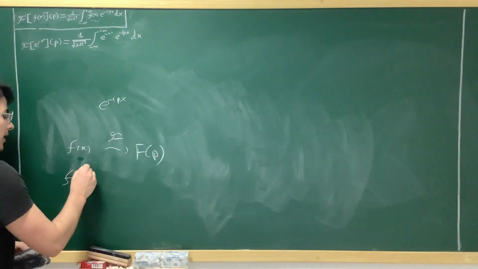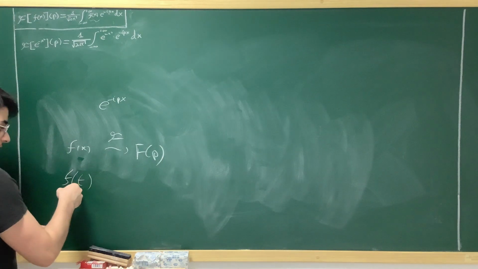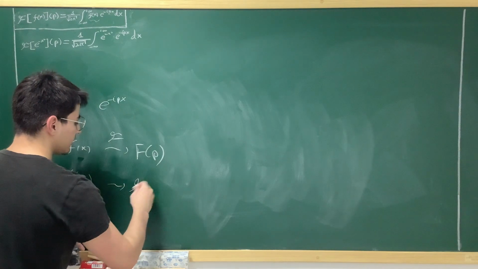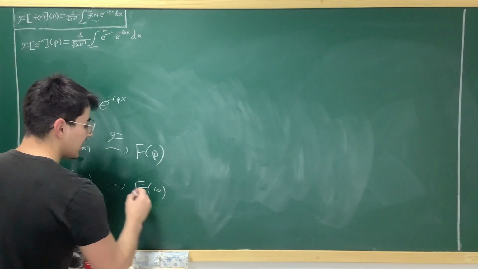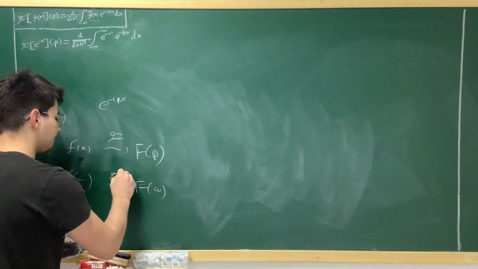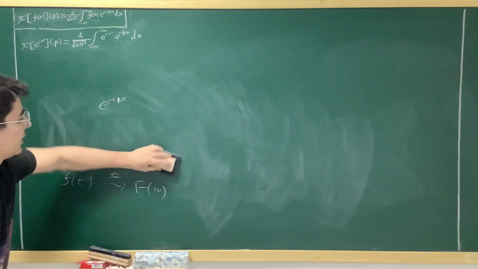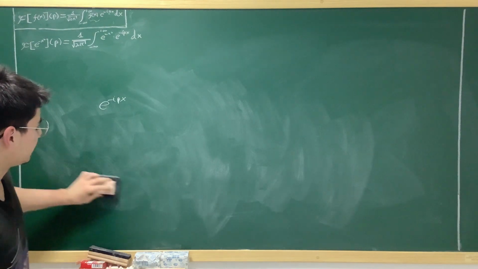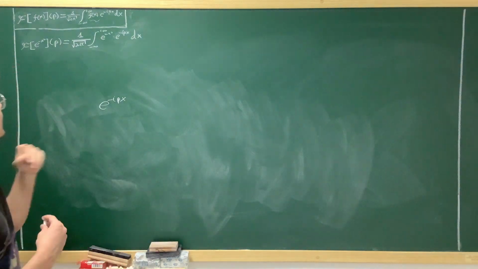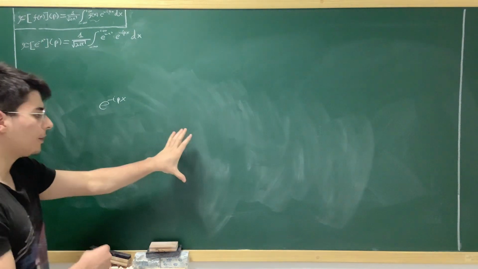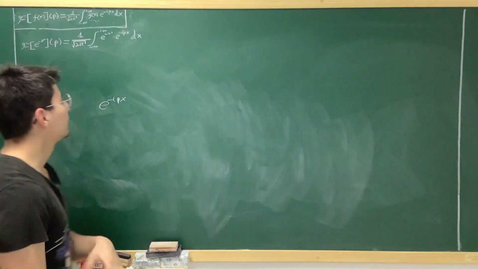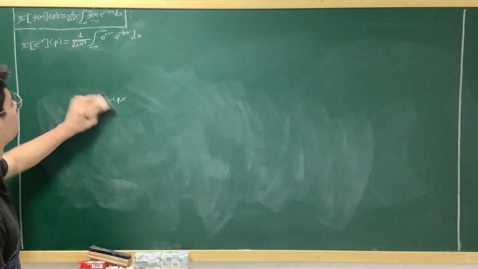But you could also say f is a function of time, and we get a function in the frequency domain. But that's just notation and physical interpretations. What we care about is that we get a function in some domain and we get into another domain that's more useful to work with.